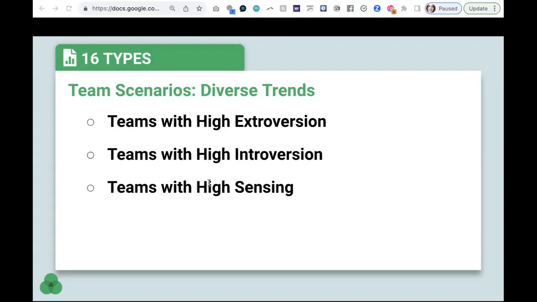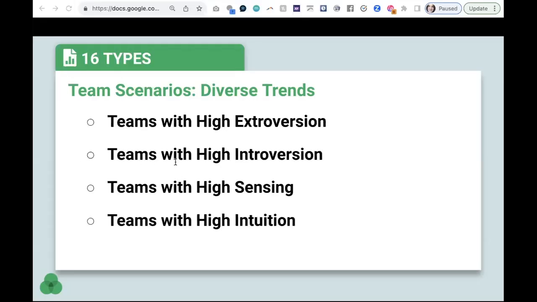Teams that are high on sensing and low on intuition, they can tend to be lower on optimism, and they can miss magic. They can miss possibility. So again, you have to also help them by asking them how they can design some best practices in their own communication to be able to see the big picture.